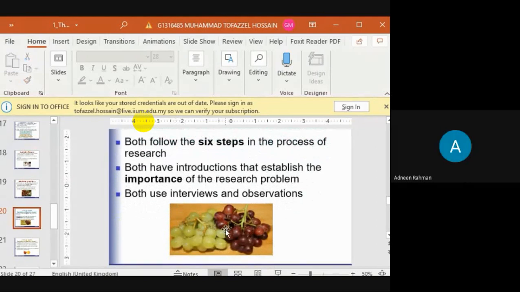The number of people will be larger in quantitative research. For both cases, you see, grapes are the same. Both are grapes, both are interviews and observations. But do you think the taste is the same? No. Color the same? Of course not. Price the same? No. Country of origin the same? Probably not.